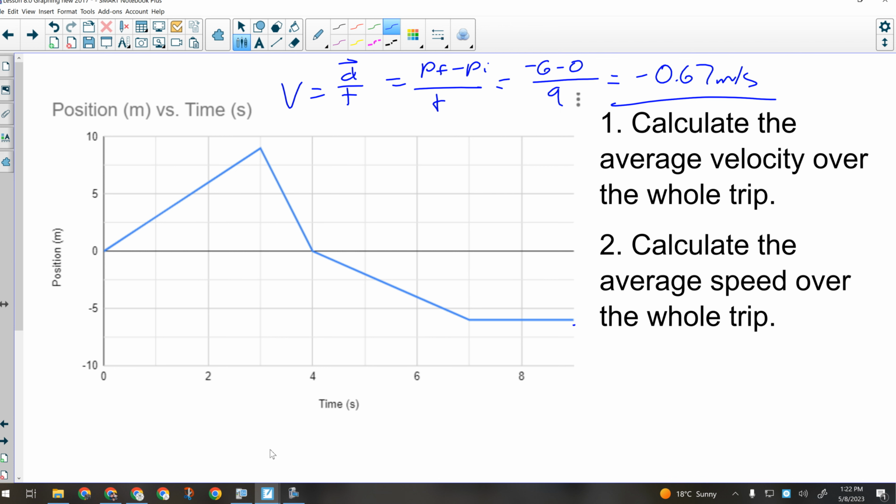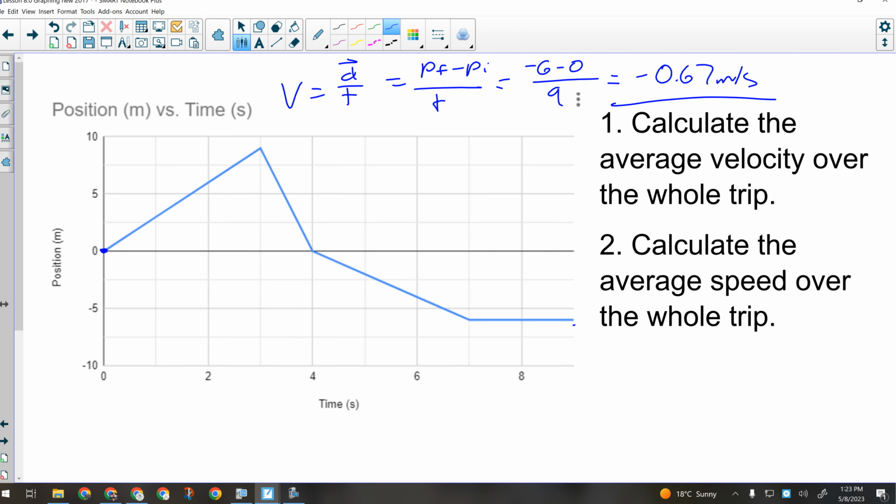How is number 2 different than number 1? Find the distance. I have to find the total distance, and distance is scalar, so once again I have to go back to section by section of this graph. I can't just go final position minus initial position over the whole trip now. I have to do that for each section of the graph.